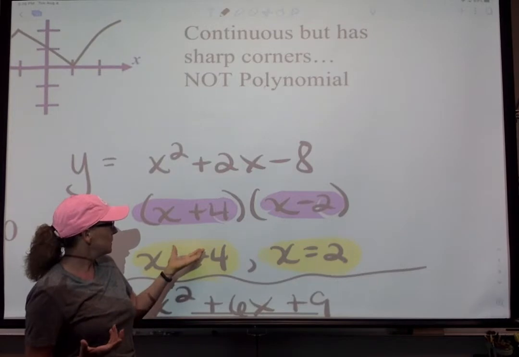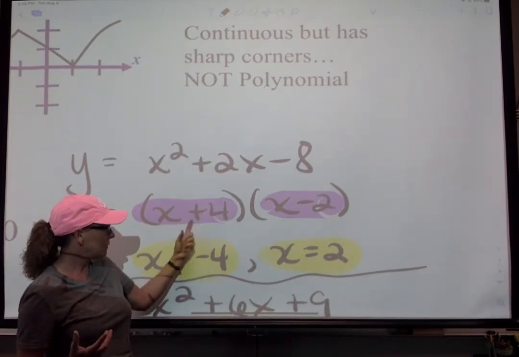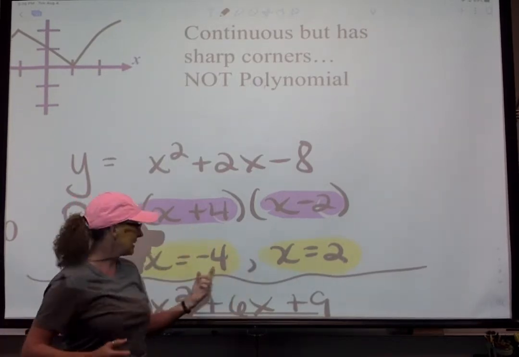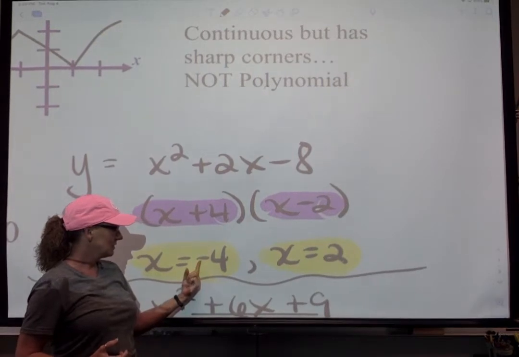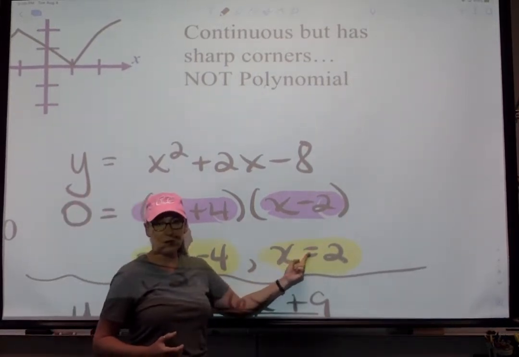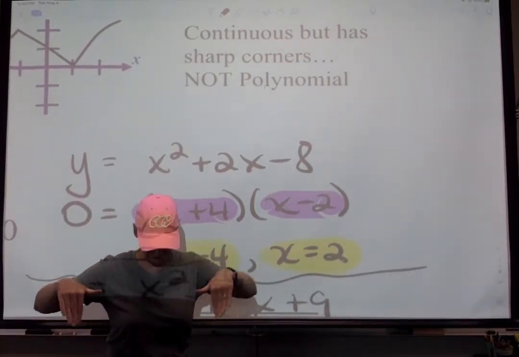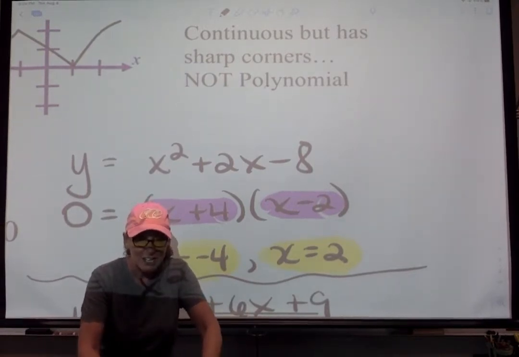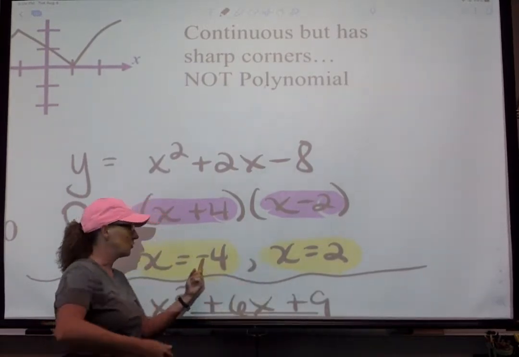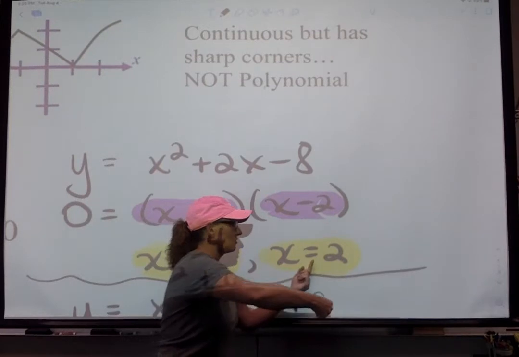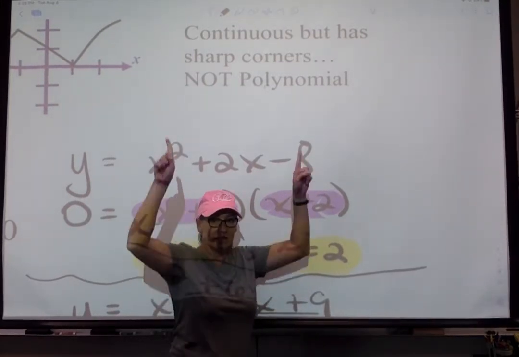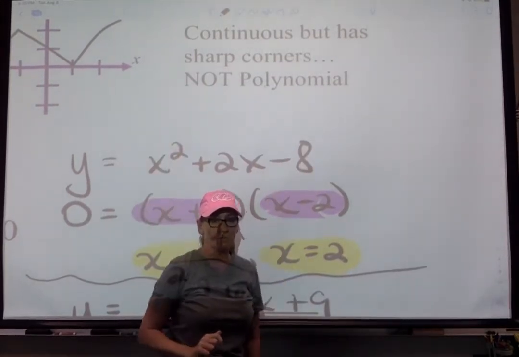Like, can you picture this? This parabola crosses the x-axis at negative 4 and positive 2. That means the vertex is down there somewhere, and it's opening up, and it's going to cross at this negative value, and it's going to cross at this positive value, and it's going to keep on going. Arrows on top.